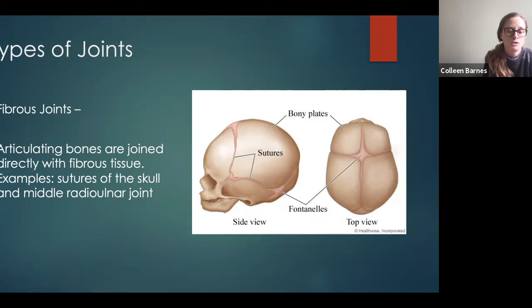Articulating bones are joined directly with fibrous tissue. Examples include the sutures of the skull and the middle of the radio-ulnar joint, that space between your radius and ulna. There's fibrous tissue that connects those bones.